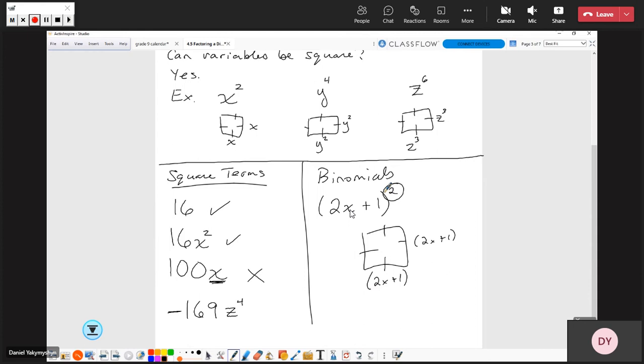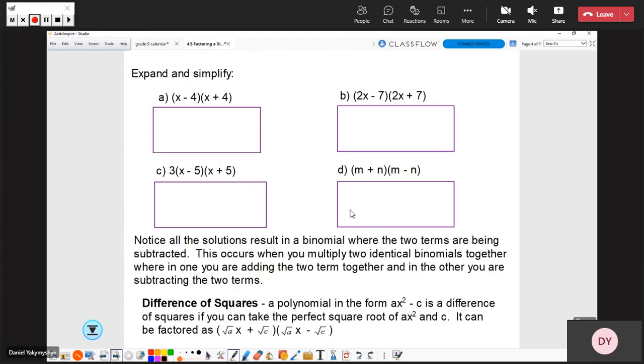Okay. Now, why is that relevant at all? Well, let's go ahead and FOIL some of these out. Now, before we actually go ahead and FOIL these, have a look at each of the brackets. Have a look at the first term, the second term, and then the signs in the brackets. And what do you notice? You see any maybe patterns or something that's going on here?